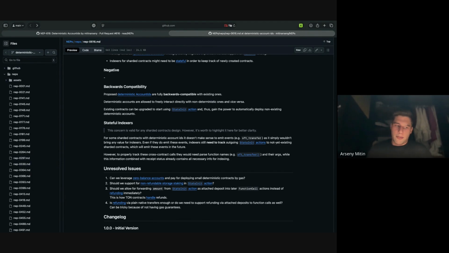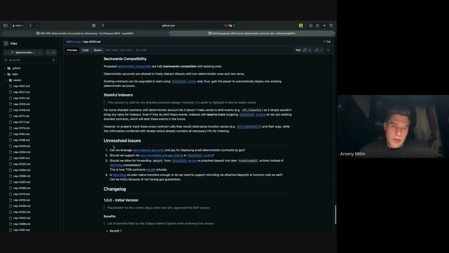Yeah, but I think it's unavoidable. It's not about this proposal, it's about sharded contracts in general. If your protocol's functionality, for example the fungible token standard, is distributed across a lot of contracts and you don't know which contracts will be created, then you don't know which contracts to track events from. Yeah.